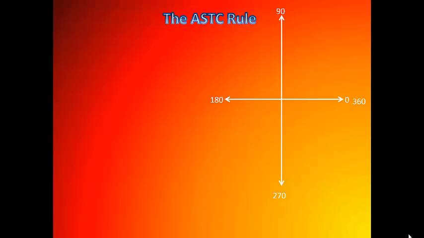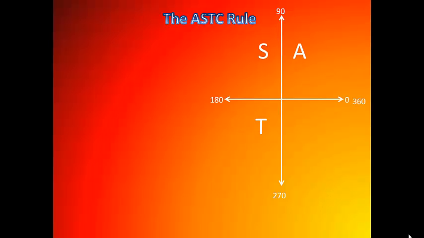Do you remember the ASTC rule? A in the first quad means all the trigonometric ratios are positive in the first quad. And S in the second quad means S for sine. So the sine only will be positive, and the other main trigonometric ratios will be negative. So in the second quad, sine is positive, cosine and tan are negative.